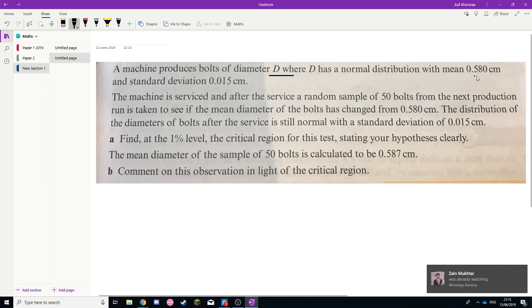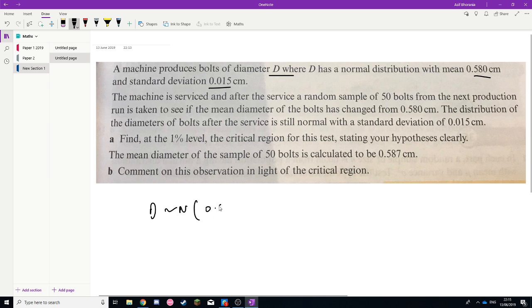The diameter D is in centimeters, so I'm going to just ignore units from now on. So D is normally distributed, whatever you call it, with mean 0.58 and variance the standard deviation squared, so 0.015 squared. Yep, that's fine. The machine is serviced, and after the service, a random sample of n equals 50. For the next prediction, mean diameter.